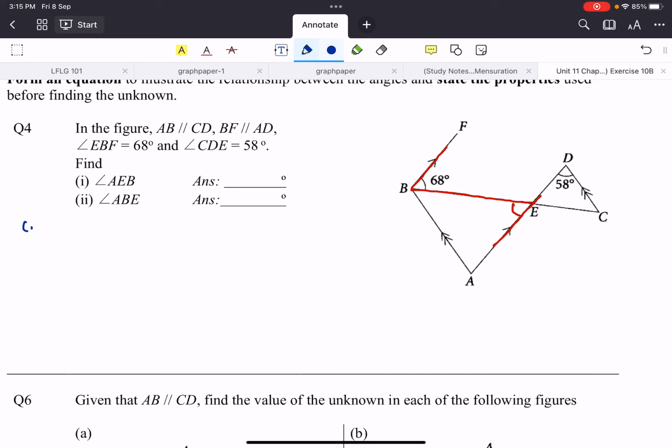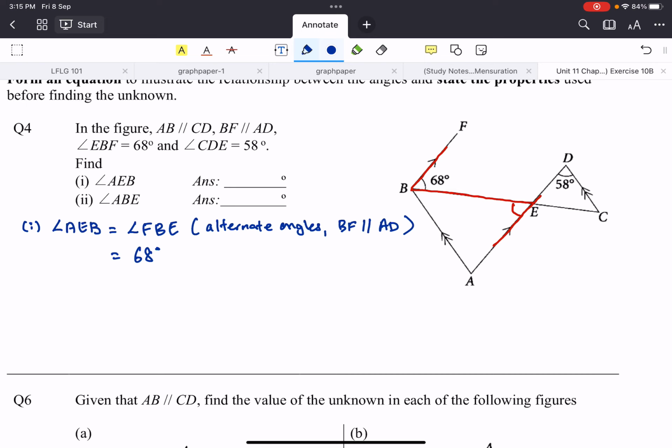Okay, so part 1, angle AEB is actually equals to angle FBE, right? And the reason is because they are alternate angles, whereby BF is parallel to AD. Okay, so from here, this just equals to 68 degrees. So that's part 1. Part 2, we are supposed to find angle ABE, right?